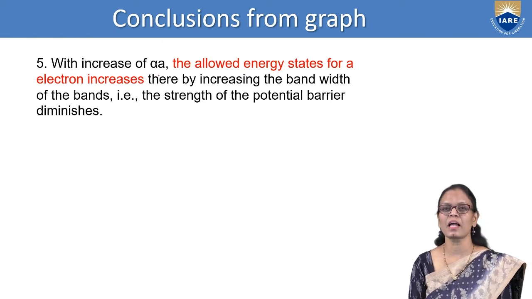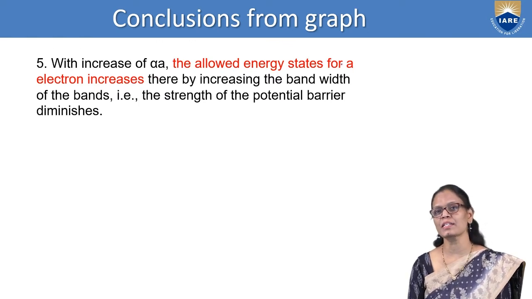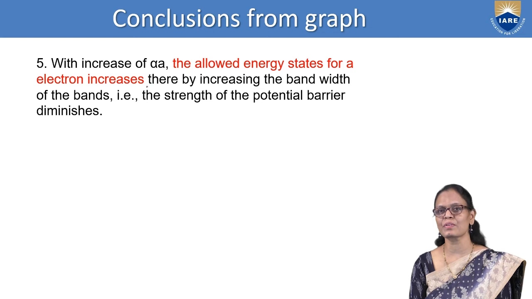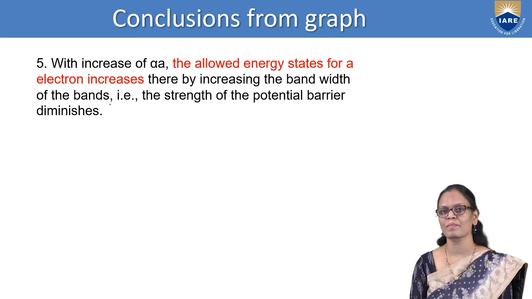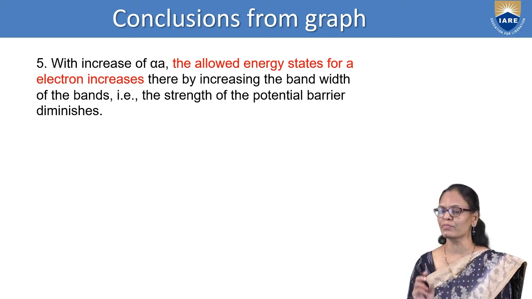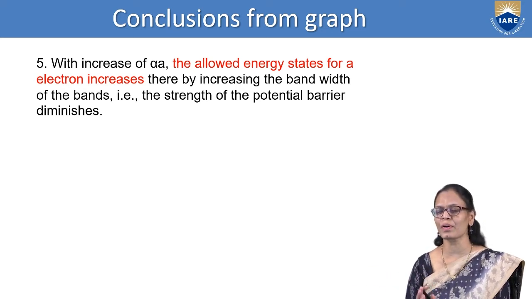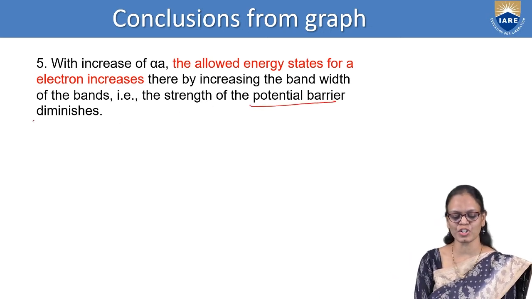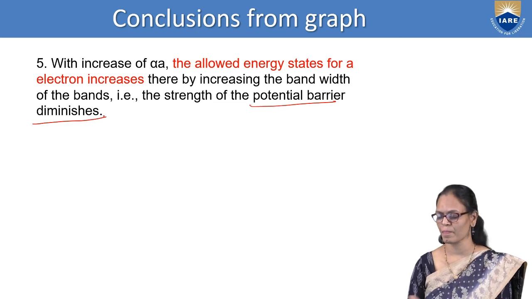Now, with increase in alpha A, the allowed energy states for an electron increase. So, that is obvious. If you are increasing the value of alpha A, the energy values are also increasing, thereby increasing the bandwidth of the bands. That is, the strength of the potential barrier decreases. We have seen the width of the allowed bands is going on increasing, and the width of the forbidden band is going on decreasing. What it symbolizes here is the potential barrier diminishes.